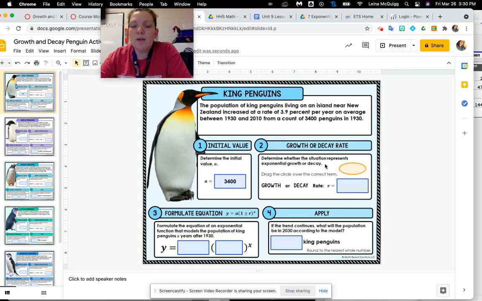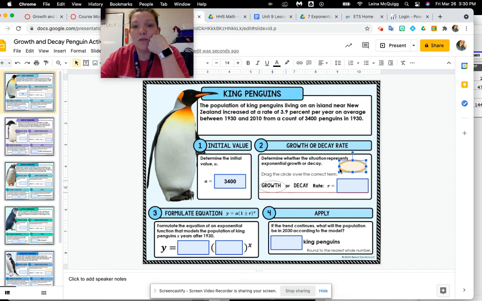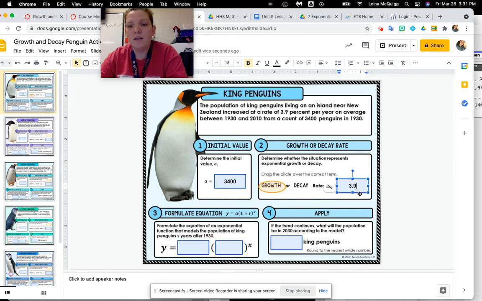So then we're going to determine whether the situation represents exponential growth or decay. So are we growing things? We're going to drag this little circle. Are we growing or are we losing? Are we increasing or are we decreasing? So it says right here, I see it popped out at me. The population of king penguins living on an island near New Zealand increased. So increased means growth. So growth, we have growth. And they increased at a rate of 3.9%. So I'm going to type in 3.9. And I'm going to do shift 5 will give me that little percent. So 3.9%.